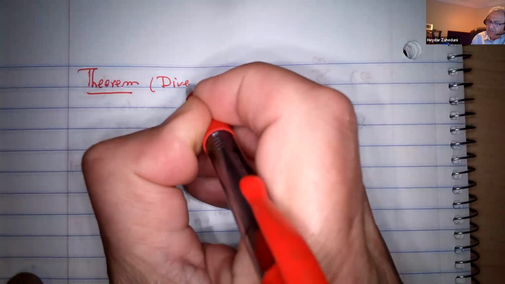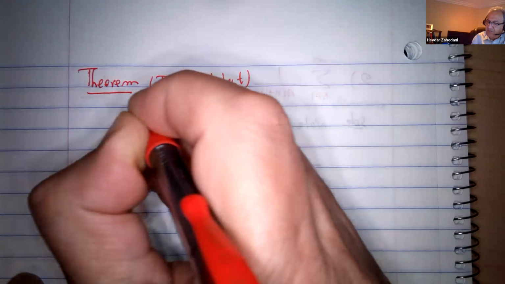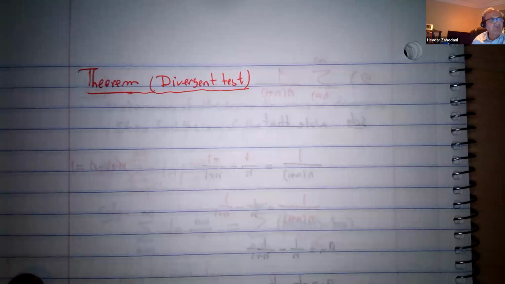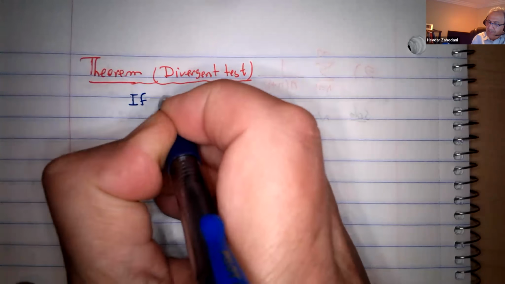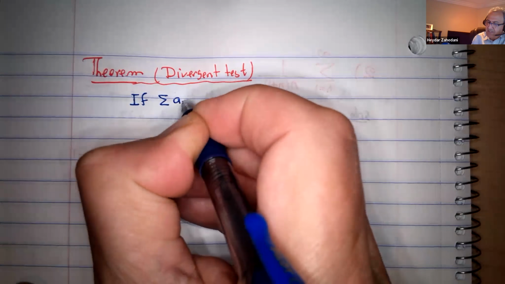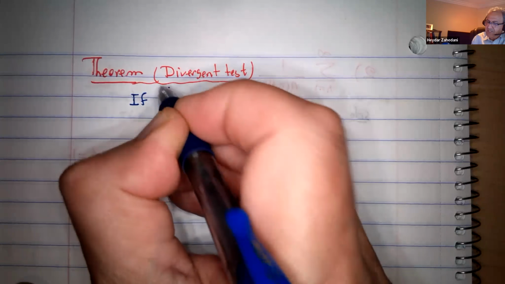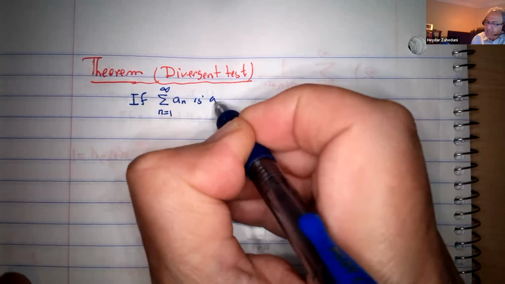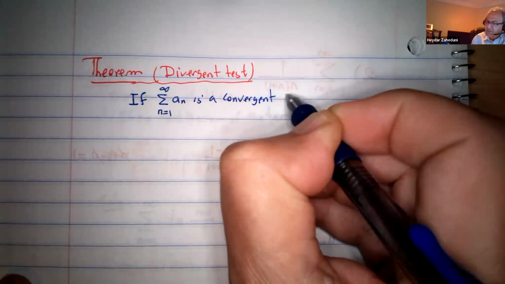Okay, I call it the divergent test. This means use this test if you want to prove that a series is divergent. Why? Because of this. You see, the theorem is: if the series sigma of an, n from 1 to infinity, is a convergent series.